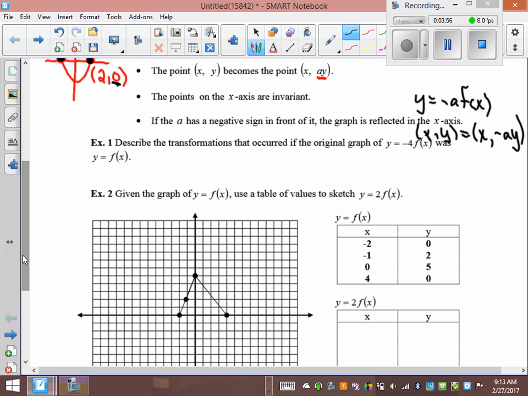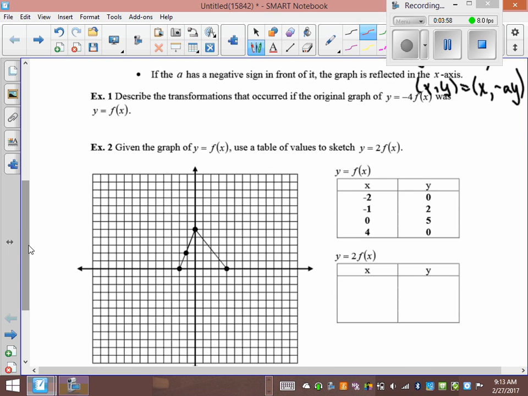So let's look at this graph. Describe the transformations that occurred if the original graph of y equals f of x became y equals -4 f of x. So what's happened? That -4 in front, what does that cause us to have? We did this in grade 11. We do stretches, reflections, translations, right? So do we have a stretch? Yes, if it's in front. We have a vertical stretch by a factor of 4.